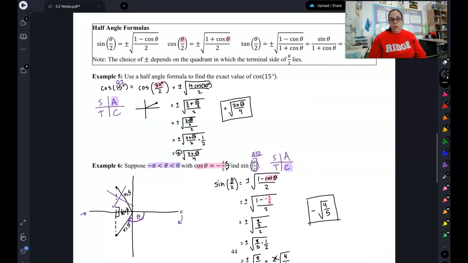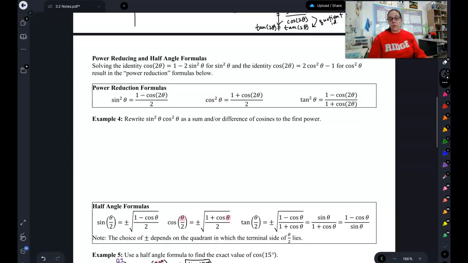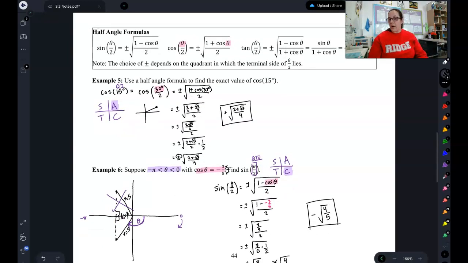We have 2 more videos for today. We have one video where we're going to talk about our power reduction formulas, and then one last video where we'll do a trig identity. And then you'll be all done with this lesson.